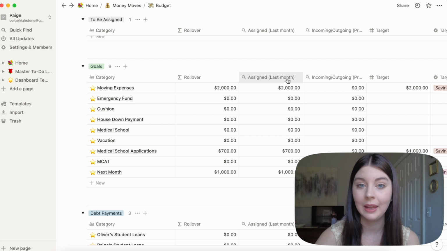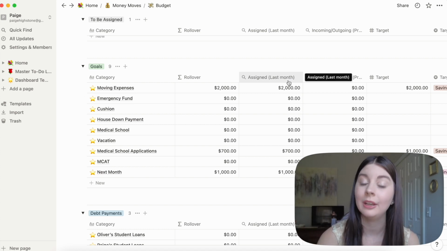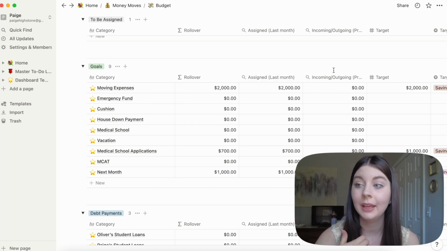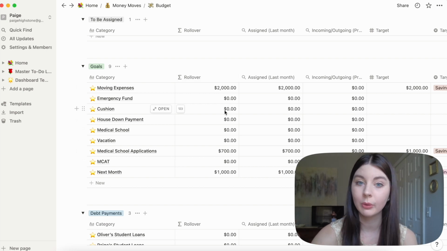Then you'll see assigned last month. Assigned is going to show us where we actually put money in our budget last month with the money that we got last month. So that is where all the money is assigned. Then rollover takes the assigned amount and it accounts for any incoming or outgoing expenses and gives us the total rollover amount that went forward towards the next month for those same budget categories.